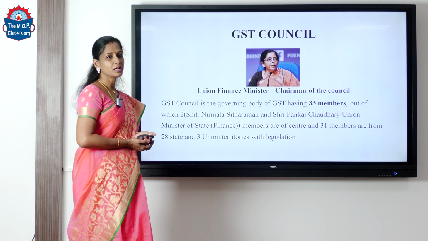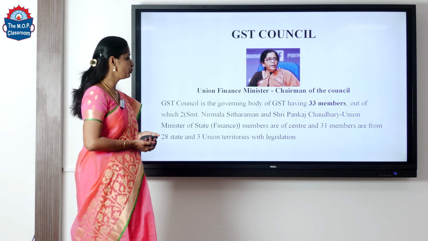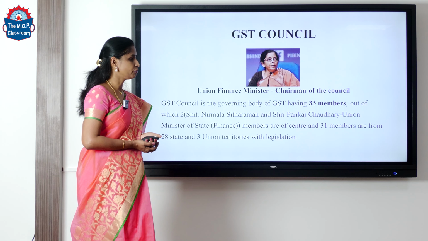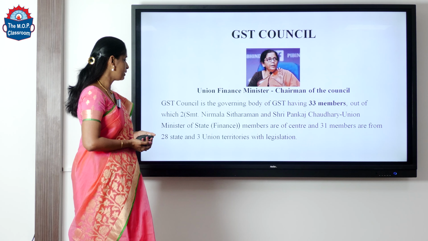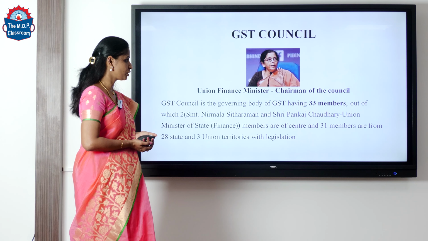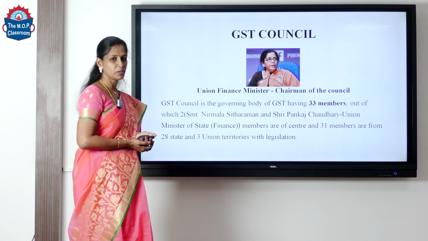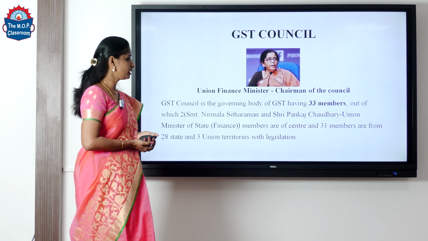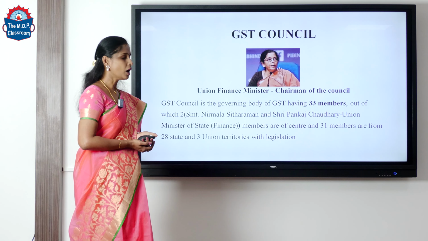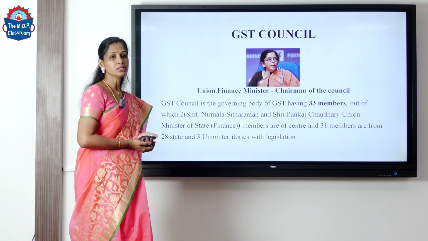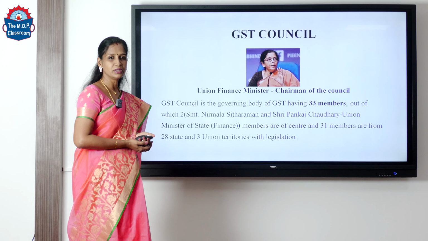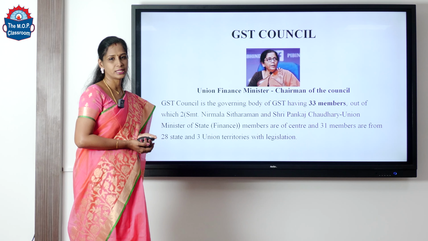The GST is governed by the GST Council, which is headed by the Union Finance Minister, who is the chairman of the council. Altogether, there are 33 members, including 2, one is Srimati Nirmala Sitharaman and the other Sri Pankaj Chaudhary, the Union Minister of State for Finance. These 2 people belong to the central government. The remaining 31 members are from the 28 states and the 3 union territories with legislature. And how are they selected? For these 28 states and 3 union territories with legislature, the state government will nominate either the Ministry of Finance, Ministry of Taxation or any ministry from their government to represent them in the GST Council.